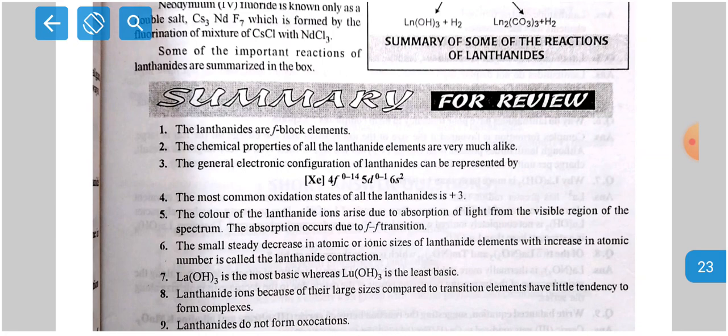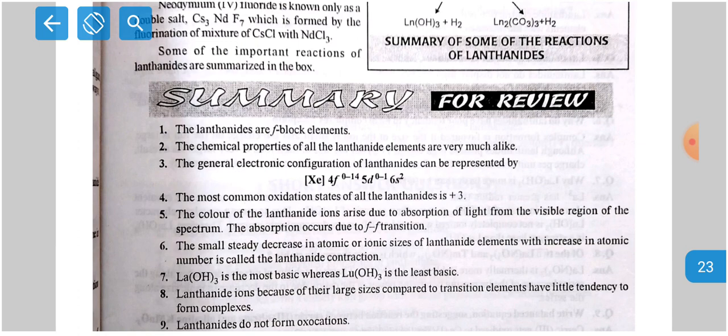The color of the lanthanoid ions arises due to absorption of light from the visible region of the spectrum. The absorption occurs due to f-f transition. The small steady decrease in the atomic or ionic size of lanthanoid elements with increase in atomic number is called the lanthanoid contraction. Lanthanum hydroxide is the most basic, whereas lutetium hydroxide is the least basic.